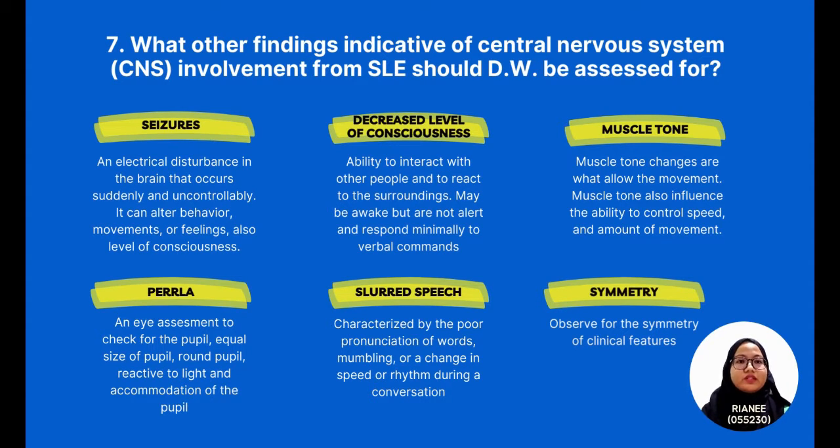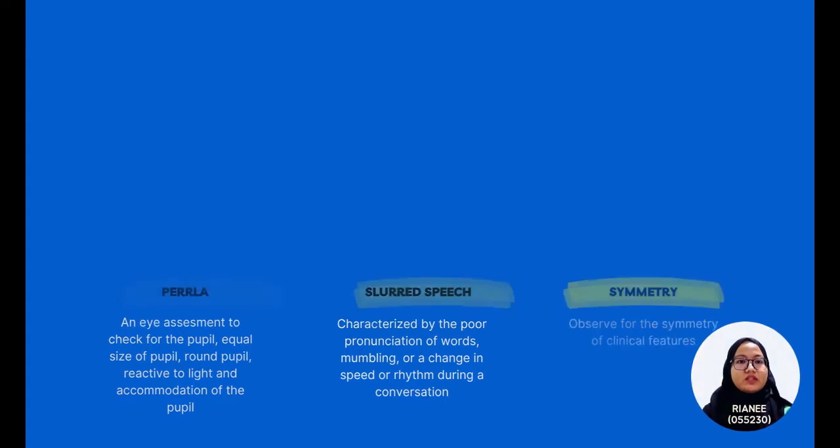Number 3, muscle tone. Muscle tone changes are what allow movement. Muscle tone also influences the ability to control speed and amount of movement. Number 4, PERLA. It is an eye assessment to check the pupils. It stands for pupils equal in size, round, and reactive to light and accommodation. Number 5, slurred speech. It is characterized by poor pronunciation of words, mumbling, or a change in speed or rhythm during a conversation. And lastly, symmetry. Observe for the symmetry of clinical features.